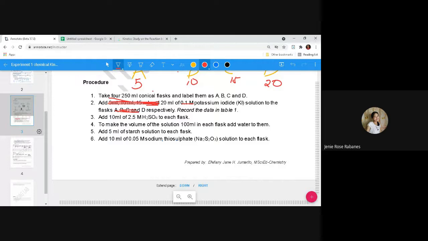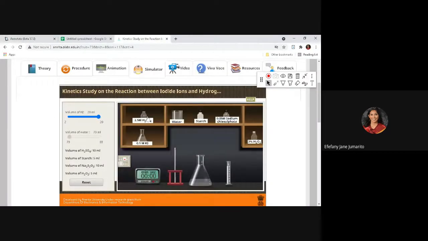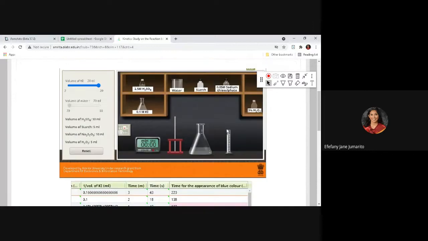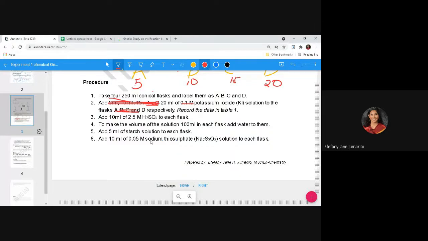Procedure 3, ma'am. Yes. Add 10 ml of 2.5 molar sulfuric acid to each flask. Okay, so let's add 10 ml. Let's measure using our cylinder, then let's pour it in our graduated Erlenmeyer flask.